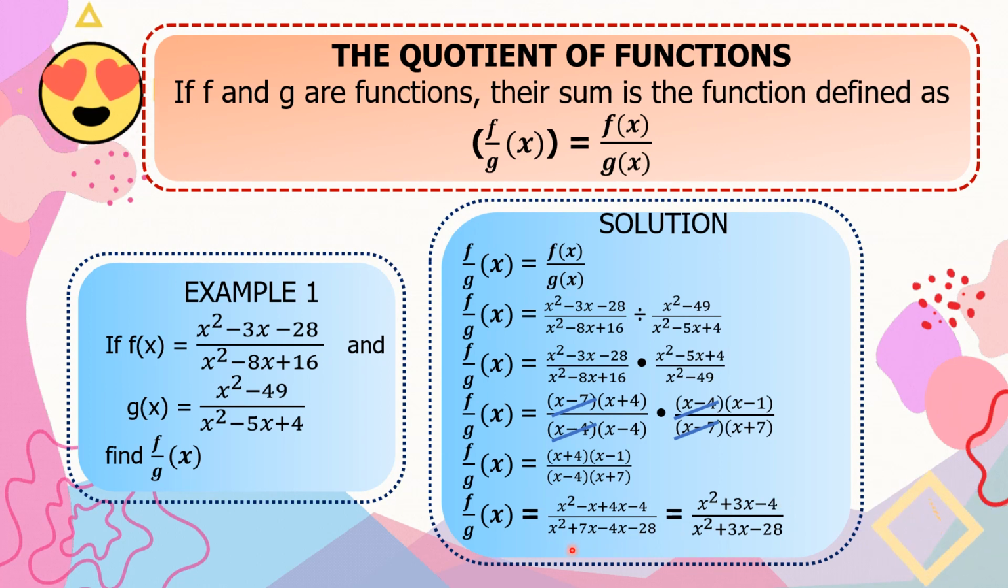Then, in the denominator, we also have common or similar terms: 7x and negative 4x. So, we copy the x squared, then combine 7x plus negative 4x, or 7x minus 4x, is equal to positive 3x. Then, we just copy the negative 28. Thus, the final answer is f over g of x is equal to x squared plus 3x minus 4 over x squared plus 3x minus 28.